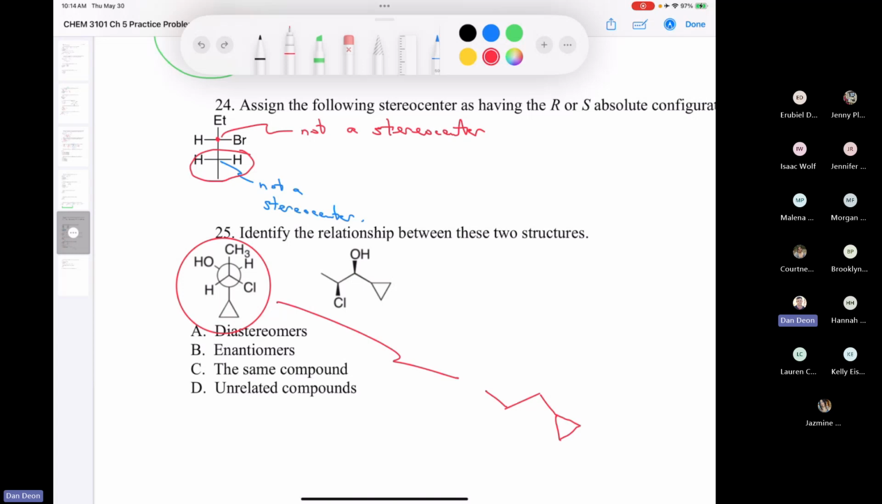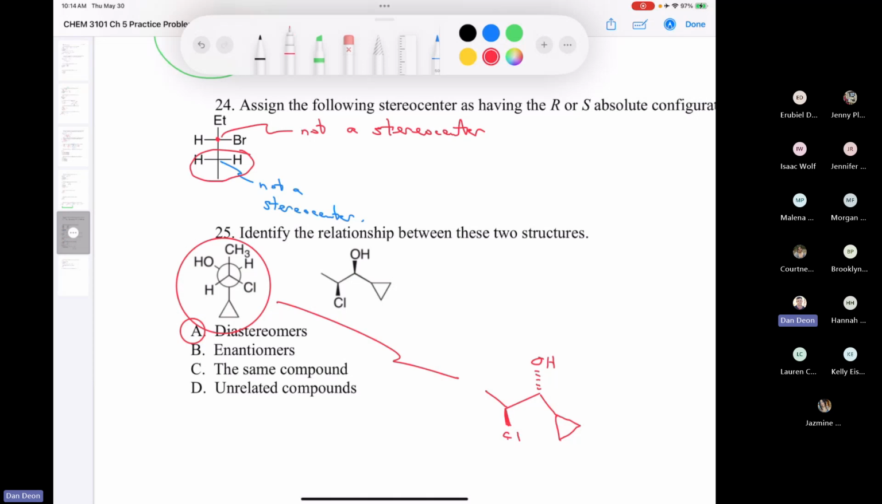But then if I rotate it that way, I'd have the chlorine coming out like this, and I would have the hydroxyl going in the back like that. So you can see that these are diastereomers of one another. They're clearly not enantiomers. But again, you have to go from a Newman projection to a planar projection like this. It might take some practice to do that.